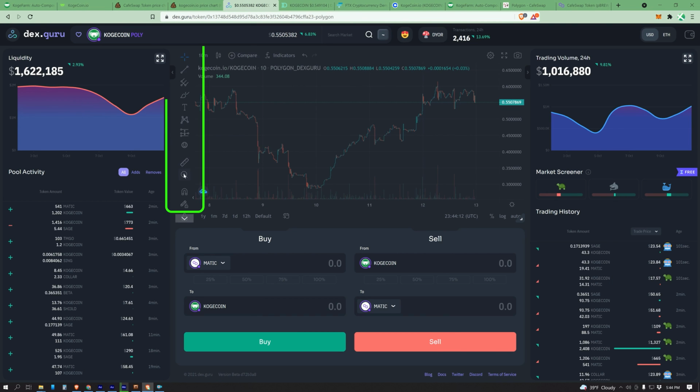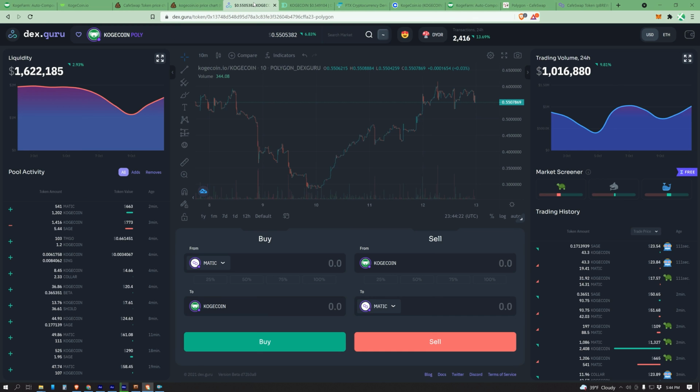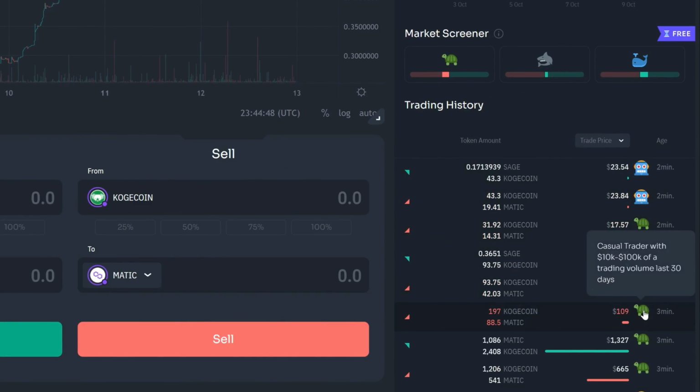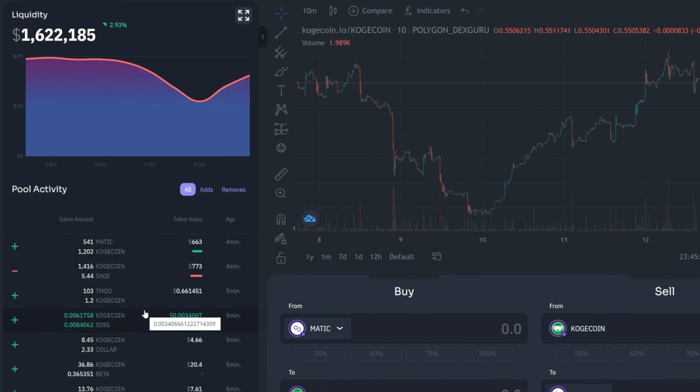The next tool is Dex Guru. Dex Guru also gives you lots of drawing tool options, just like KogeCoin does if you go to the drawing tools option here. And it also gives you some more additional information. It tries to sort out who's trading, whether it's casual traders with a low volume trading in the last 30 days. I would still call 10K to 100K not low, but you do you. Or sharks with even more volume, or whales with massive amounts of volume, or bots with lots of transactions in the last 30 days. It's not a bad thing to see bots. They're just written by people with specific goals in mind. It also shows you who has added and removed liquidity here on the left.